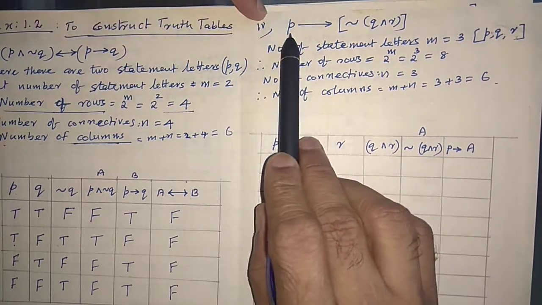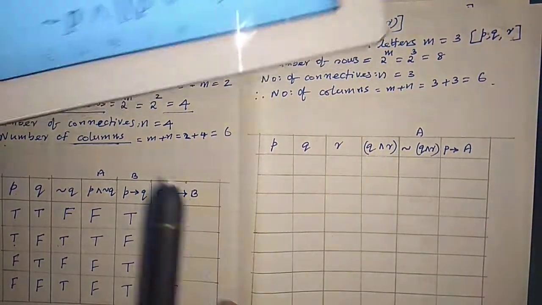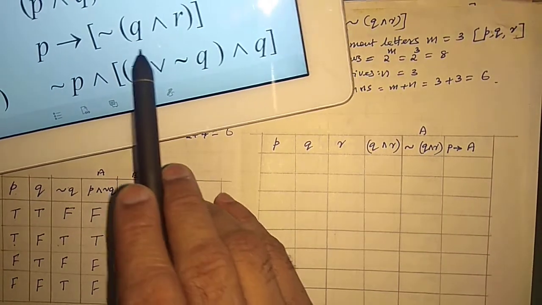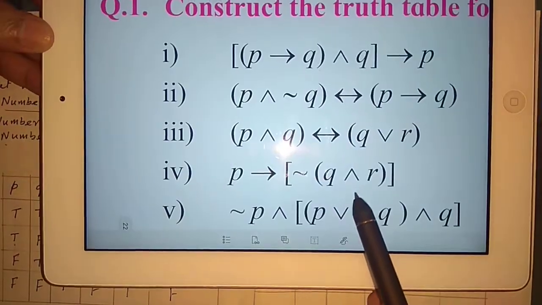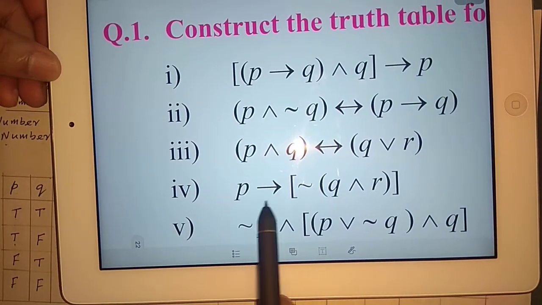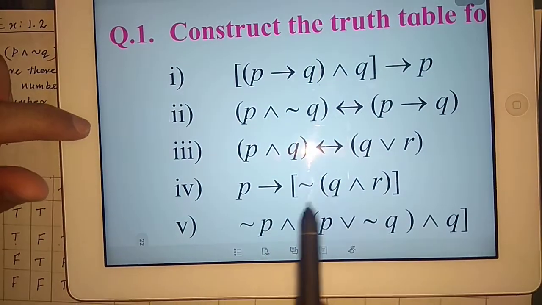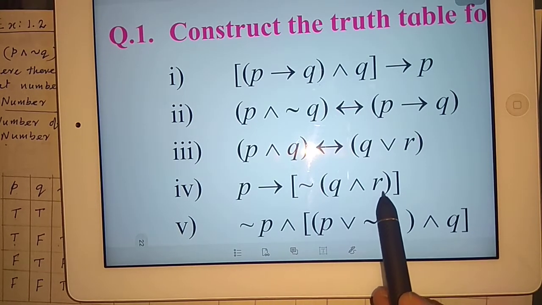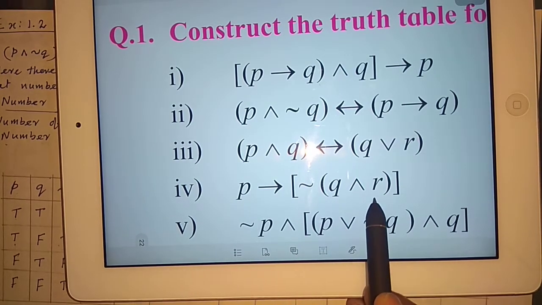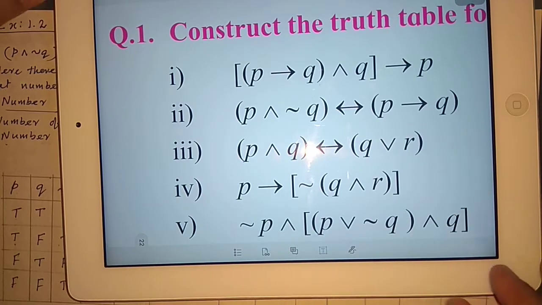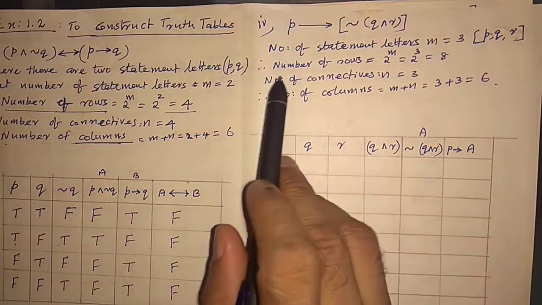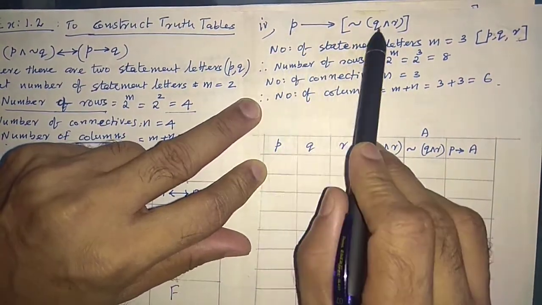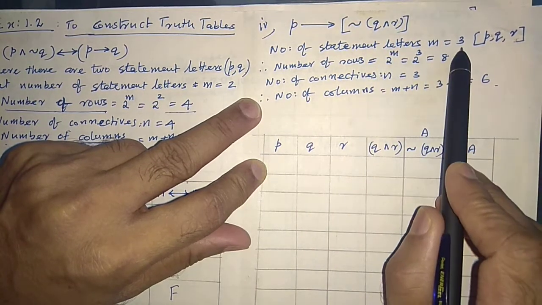Now we go for question number 4. P implies negation of Q conjunction R. Here P simply implies a compound statement, negation of Q conjunction R. The statement letters are P, Q, R. There are 3 statement letters, so accordingly things change. So here the number of statement letters is P, Q, R; m is equal to 3.